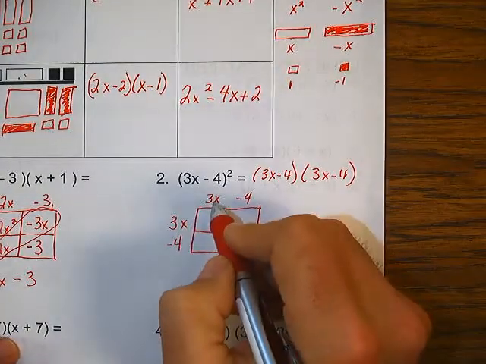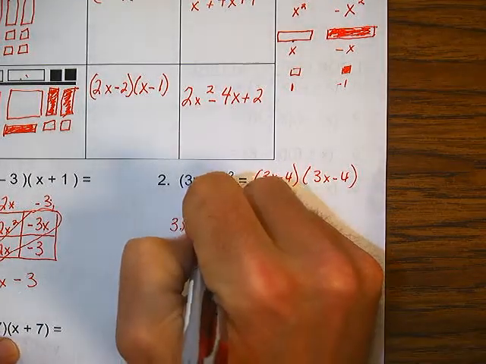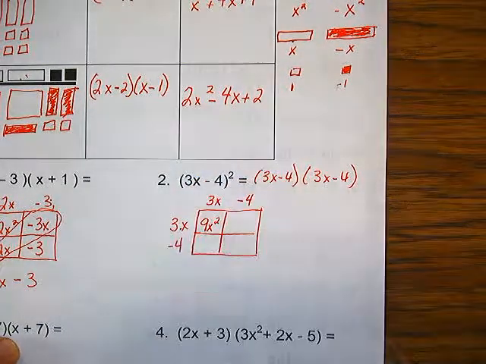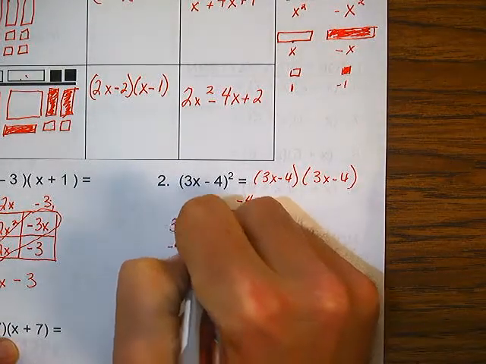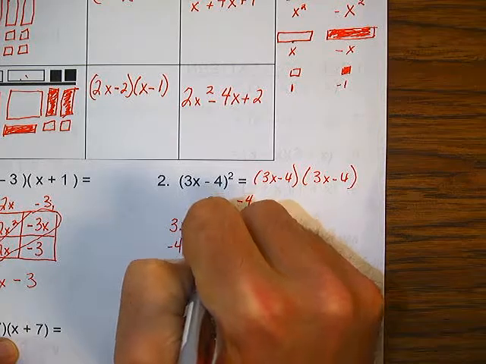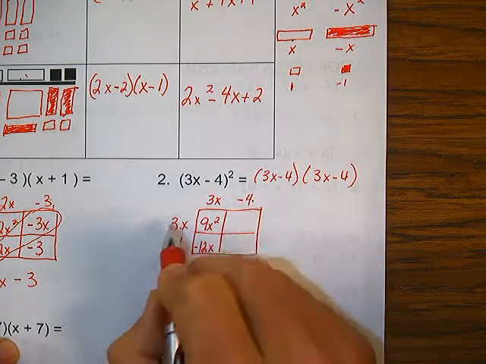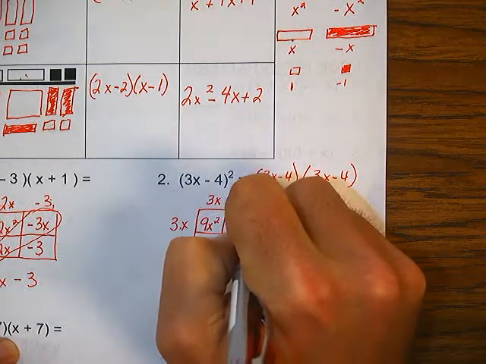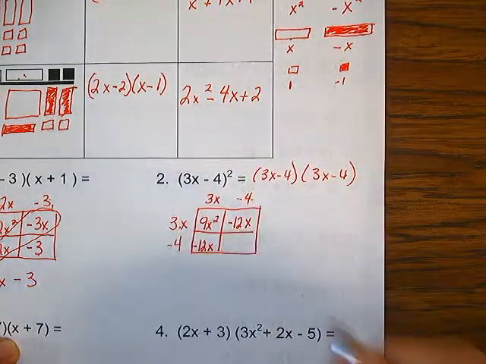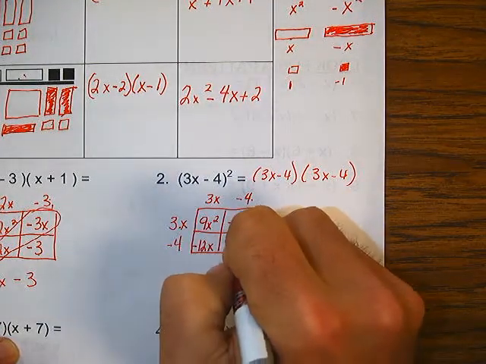Okay, take these one at a time. 3x times 3x is 9x squared. 3x times negative 4 is negative 12x. Now, go to the negative 4. Negative 4 times 3x is negative 12x. And negative 4 times negative 4, negative times a negative, is a positive 16.